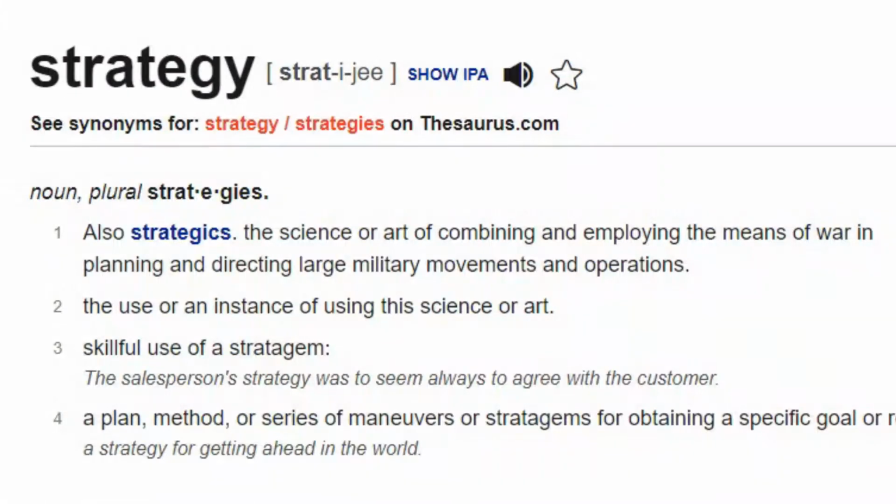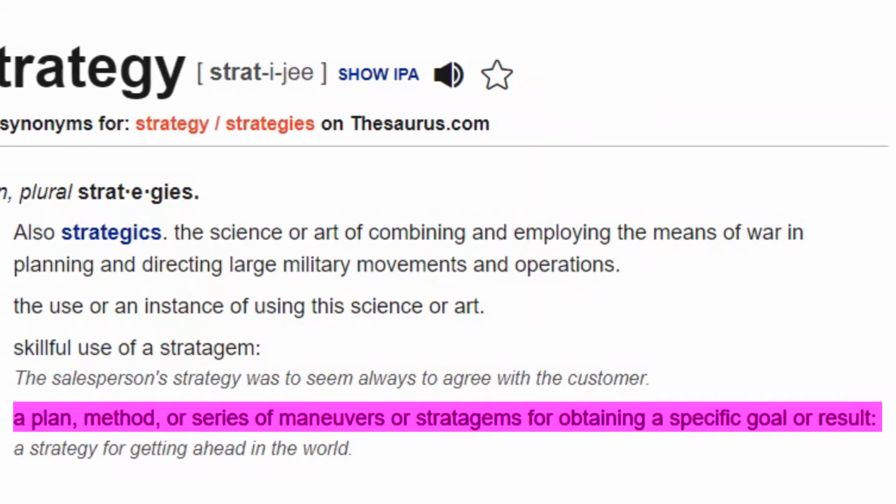So I went straight to the dictionary. Ready? So, content marketing. We know we're producing content and using it for marketing, right? We know those terms pretty well. So let's talk about a strategy. A strategy is a plan, method, or series of maneuvers for obtaining a specific goal or result.